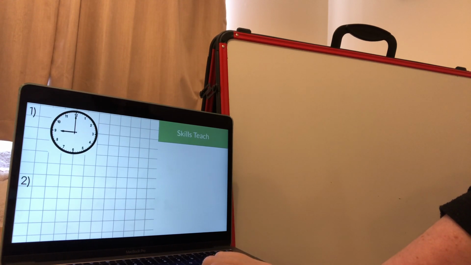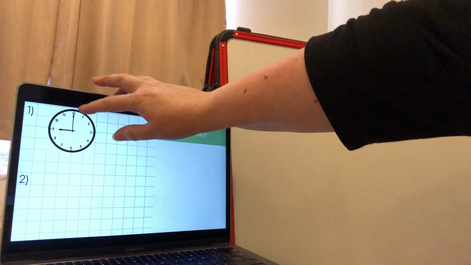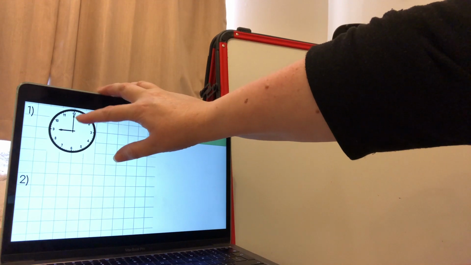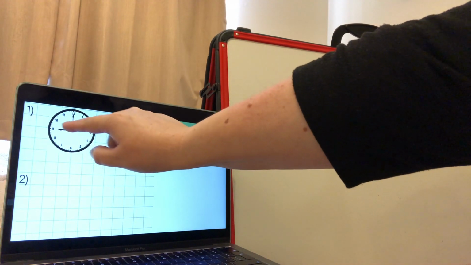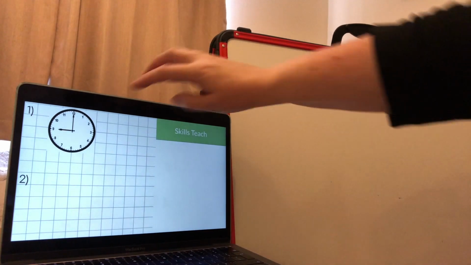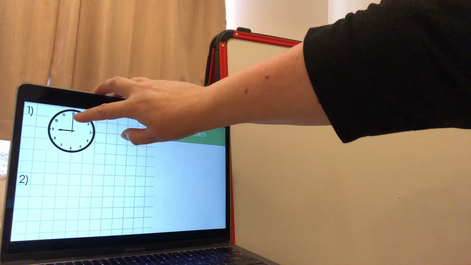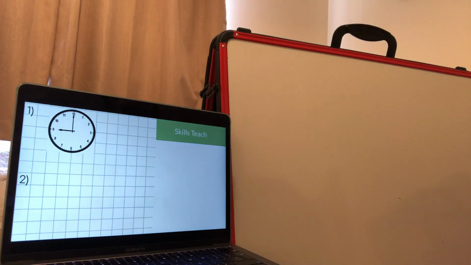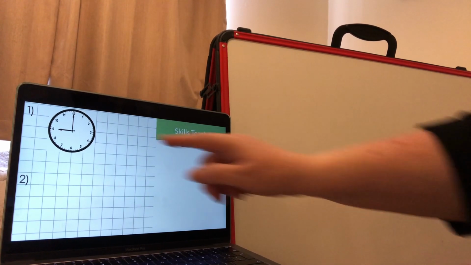Okay, so let's have a look at this first clock. There are 2 hands on the clock. There's a longer hand, which is the minute hand, and a shorter hand, which is the hour hand. So we're going to look at the minute hand first. If you can see on this clock, the minute hand's pointing right to the very top of the clock. That tells us that it's something o'clock. Okay, we definitely know it's something o'clock. But what o'clock? Well, to find out, we have to look at the shorter hour hand.